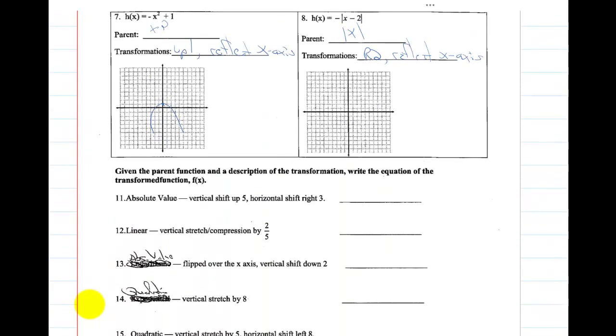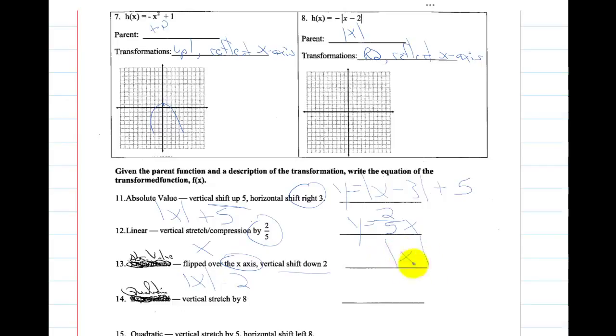Okay, working backwards then, if we want to take the absolute value, if we want to move it up 5, that's +5. If we want to go to the right, that's now inside the absolute value. So right means -3 because we're working opposites on the inside. Linear means plain old y equals x. And if we want to stretch or compress it, in this case it's a compression because it's 2/5. That's just multiplied by 2/5. The absolute value, we're going to shift it down 2, that's -2, and over the x-axis. x-axis means negative on the outside, and then minus 2.